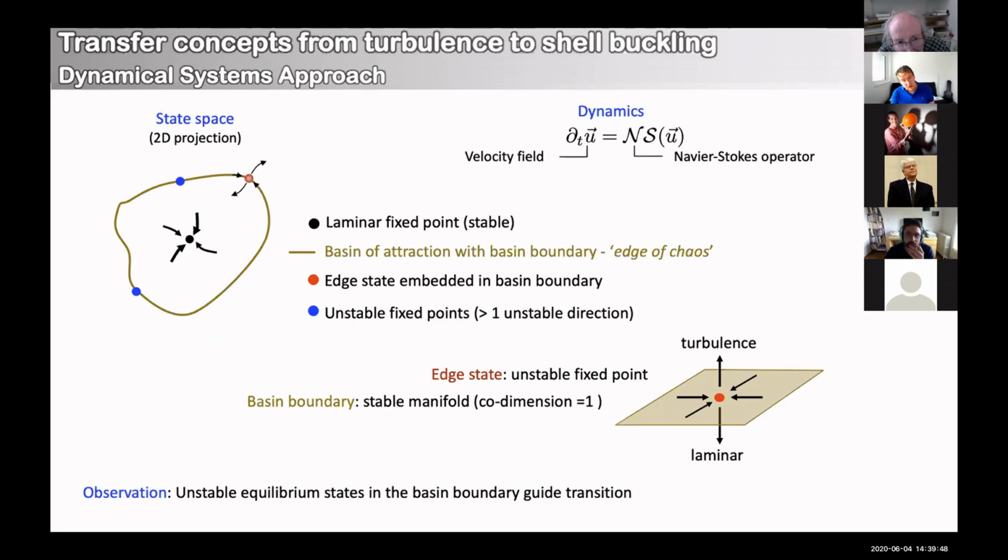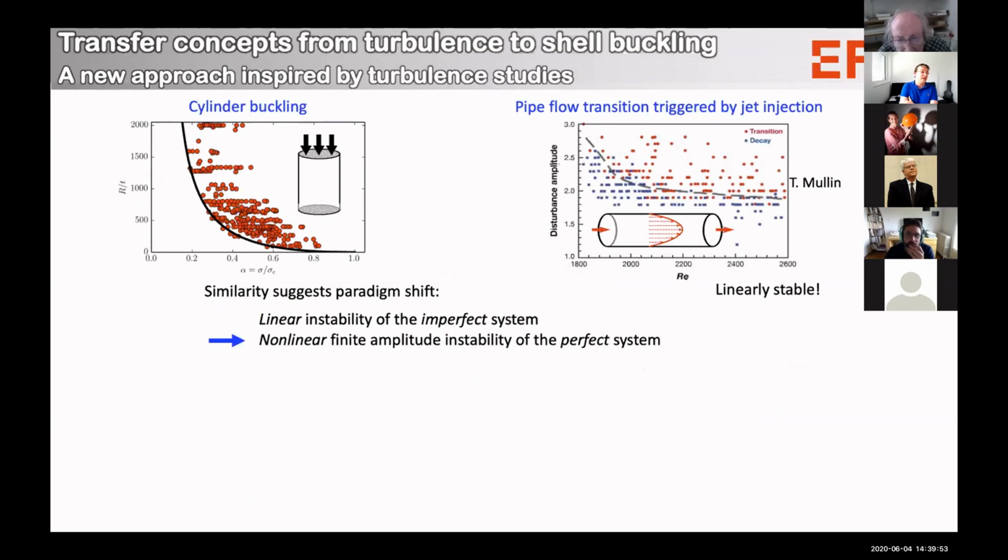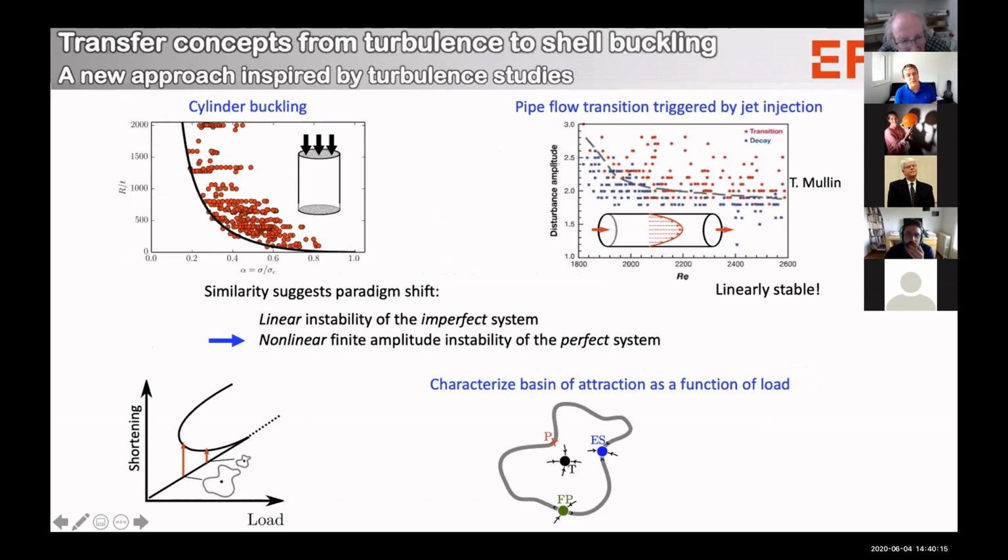So what we now want to do is transfer these concepts to shell buckling. The idea now is we are thinking about the original schematic bifurcation diagram, but we are thinking about buckling triggered by pushing the system from its base state over this point outside its basin of attraction. That means we need to characterize the size of the basin of attraction as a function of the loading conditions. And how do we do this? Well, we try to find these edge states embedded in the basin boundary. Okay. So how do we do this?